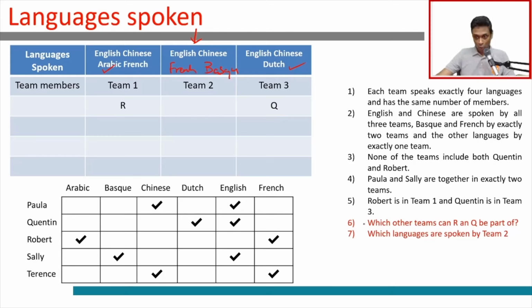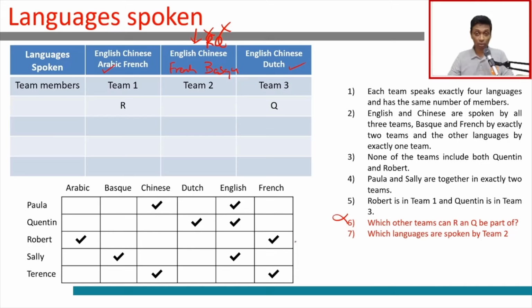So which other teams can R and Q be a part of? No other team. R speaks Arabic, only one team speaks Arabic. Q speaks Dutch, only one team speaks Dutch. So no, they cannot be part of any other team. Which languages are spoken by team 2? English, Chinese, French, and Basque. So R and Q cannot be there in this team.